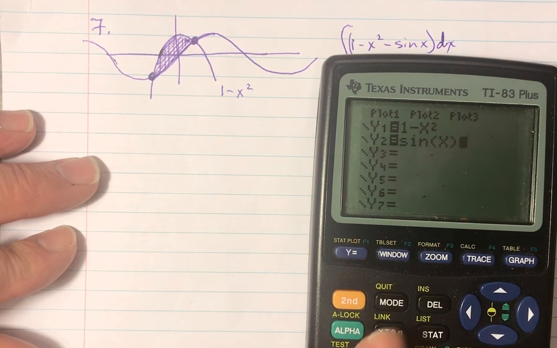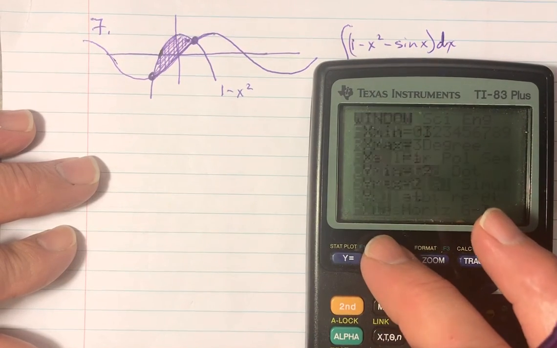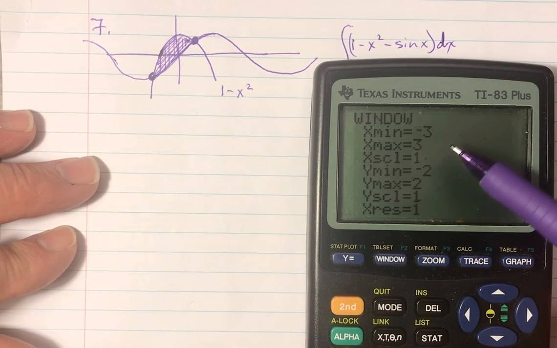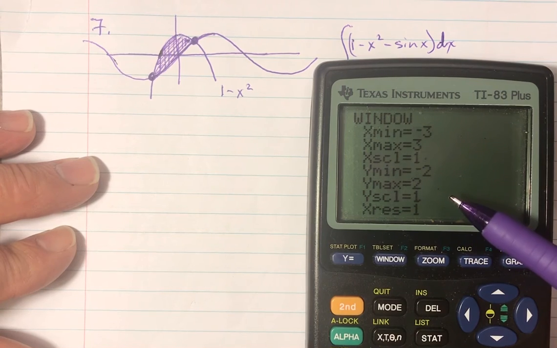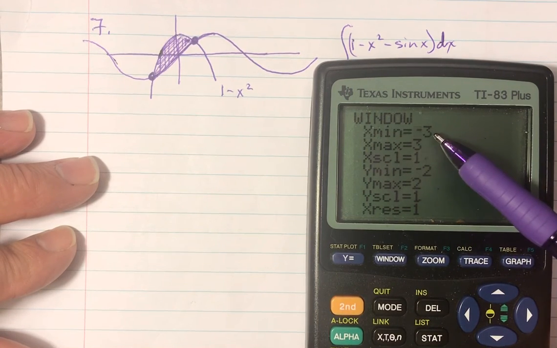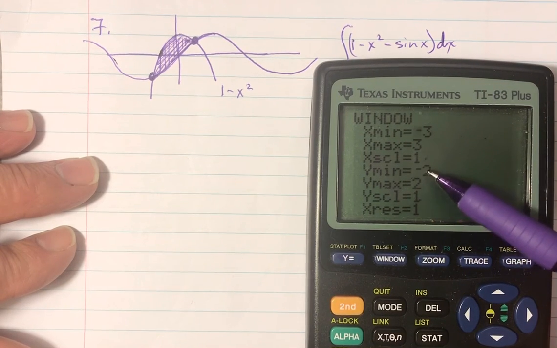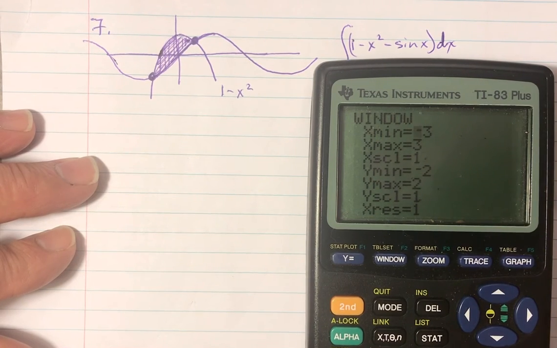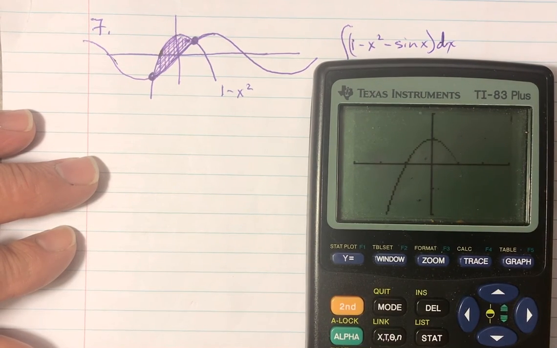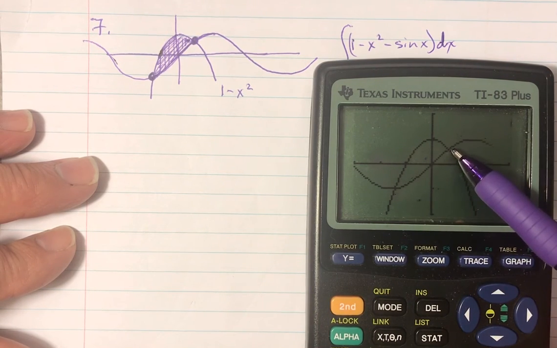Now, just to be sure, make sure that you are in radian mode. So I'm going to change my window. I'm going to go from -3 to 3, -2 to 2. If you remember, in terms of amplitude, the amplitude of that sine wave is 1, so we don't have to go much more. It will fit from -2 to 2. But then notice when I graph this, I can see the point of intersection here, and then I can find that point of intersection there.